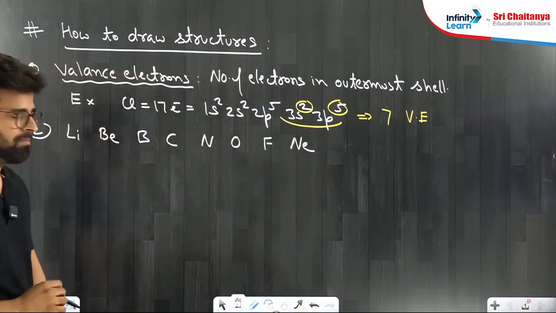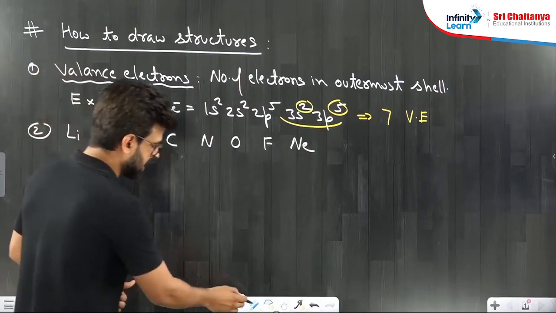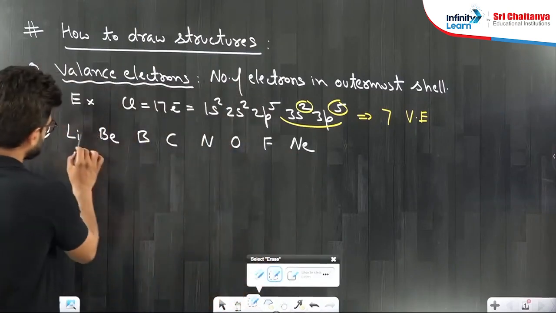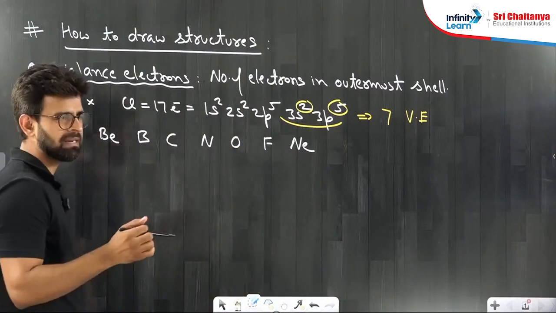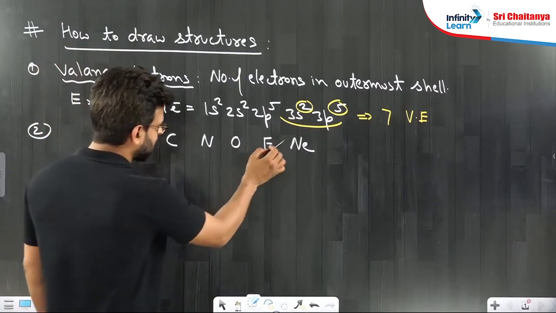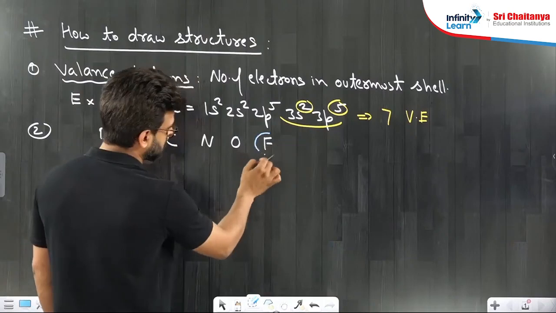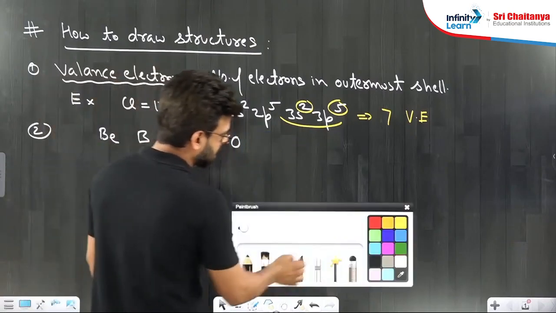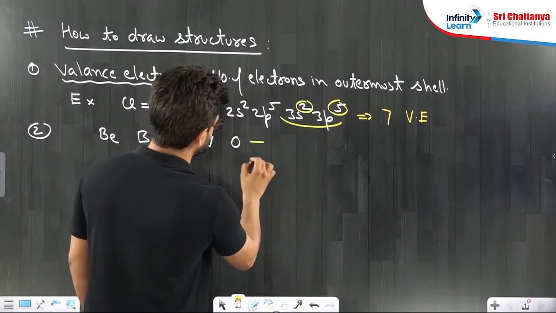Out of these, most of the time you will see lithium make very few covalent compounds, just LiCl type. Otherwise, I will remove this also and this also. So these are the second period elements.